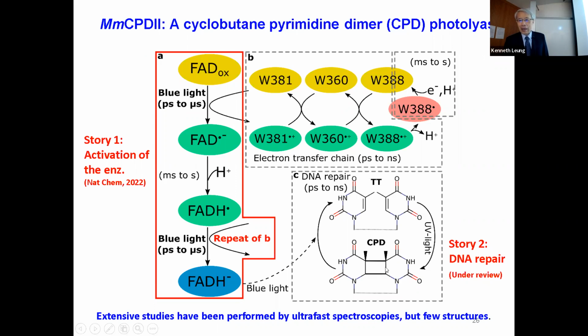Then under UV light, it forms a dimer, and that causes DNA damage. And this DNA damage occurs to plants and organisms very, very often. But DNA damage is okay, as long as it is repaired. And this enzyme is responsible for repairing this damaged DNA. But for the enzyme to work, it needs the help of a coenzyme. This coenzyme is FAD. That's very common in biochemistry.